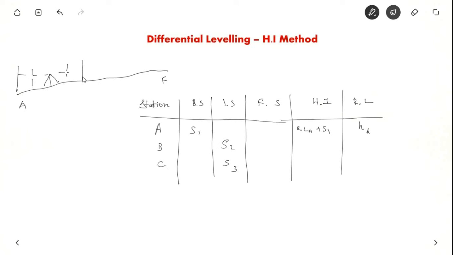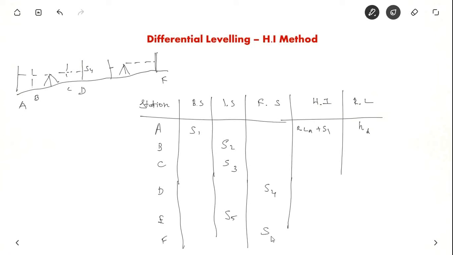Then you have point D where you have the foresight, which I am denoting as S4 here. So the staff reading at point D is S4. And similarly we have point E where you have some intermediate side, that I am denoting as S5, and the final reading, foresight at point F, is S6. So now you know the height of instrument at point A is reduced level of A plus S1.